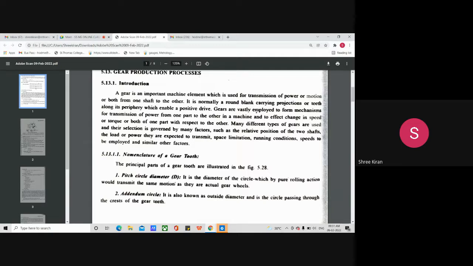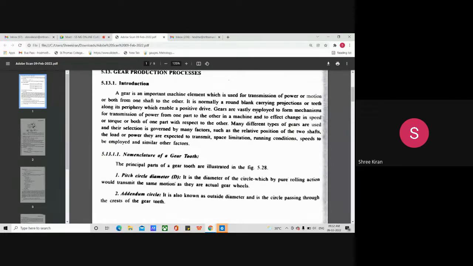That's what happens in respect to the nomenclature of a gear tooth, where the principal parts of a gear tooth are illustrated. The pitch circle diameter, the capital D, is the diameter of the circle which by pure rolling action would transmit the same motion as their actual gear wheels.